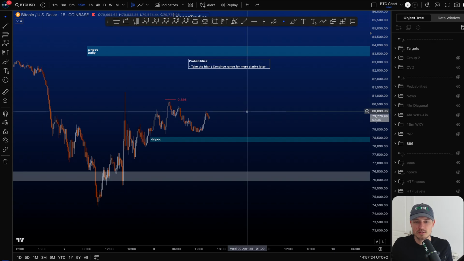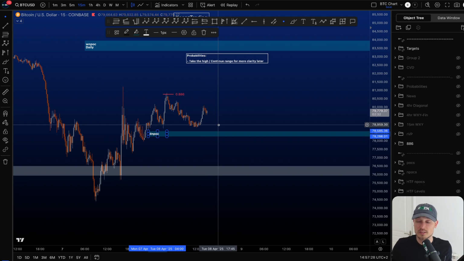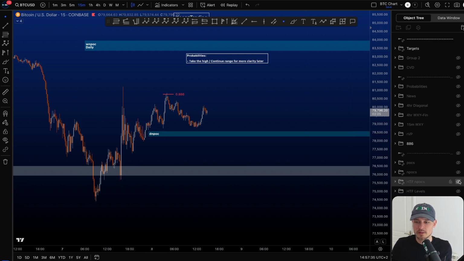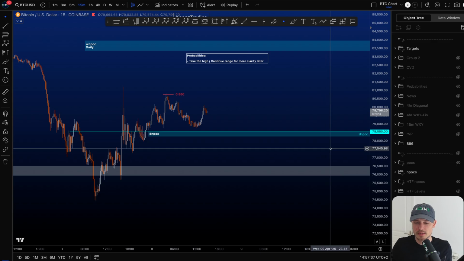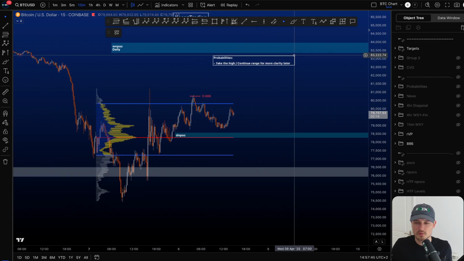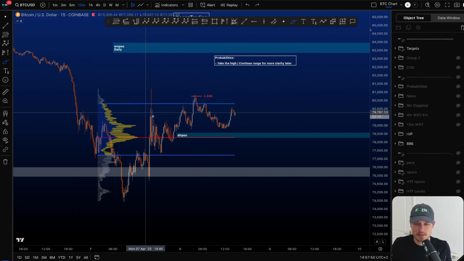Now in this range, however, an area of interest that I have to the downside, which is still untouched, is between 78.2 and 78.6K. In that area, we have a daily naked point of control, as you can see, a daily as well, just below, and we also have the point of control of this week so far, which arguably is also the point of control of basically this range.